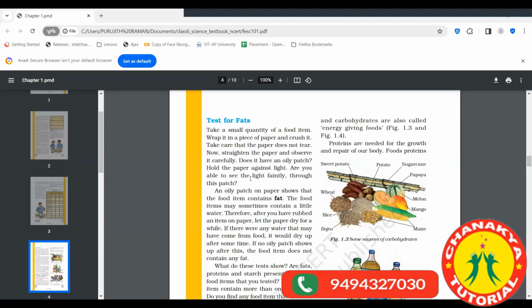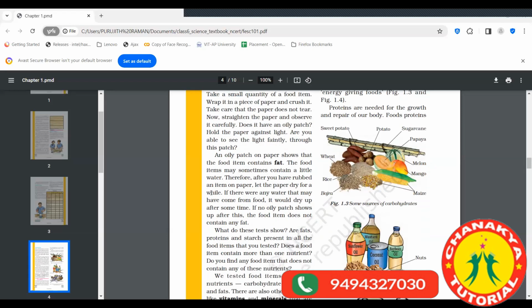The food item may sometimes contain a little water also. Therefore, after you have rubbed an item on the paper, let the paper dry for a while. If there was any water from the food, it would dry up, and if after some time no oily patch shows up, the food item does not contain any fat. So when you crush the food with the paper, sometimes water can also come. If it is water, it will evaporate. But if it is oil, it won't. It will still be in the paper. So you can identify whether it is water or oil.